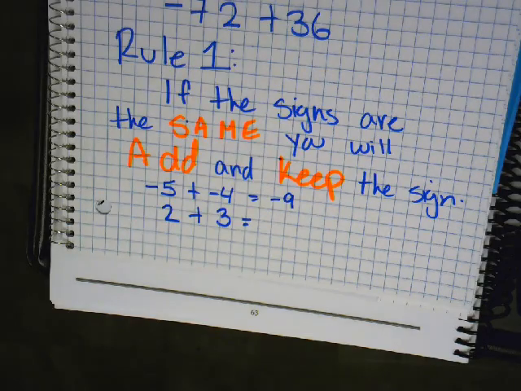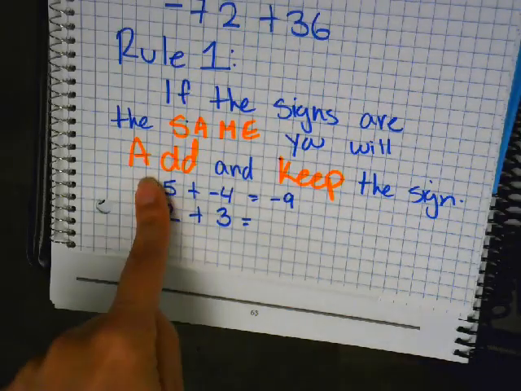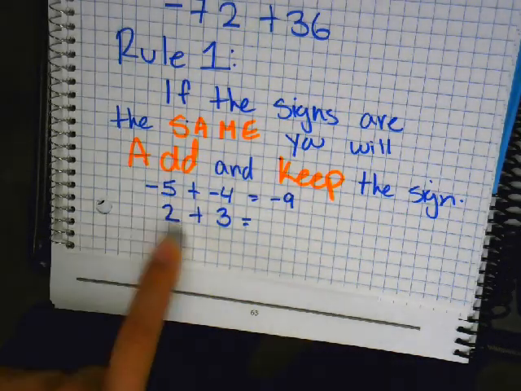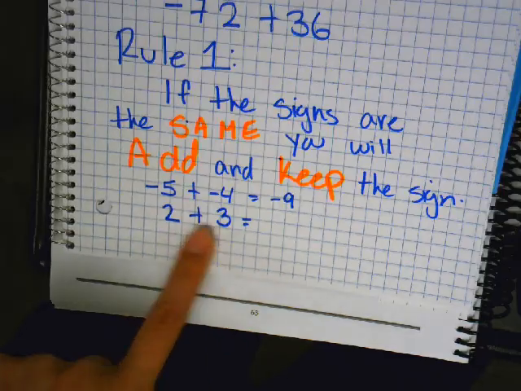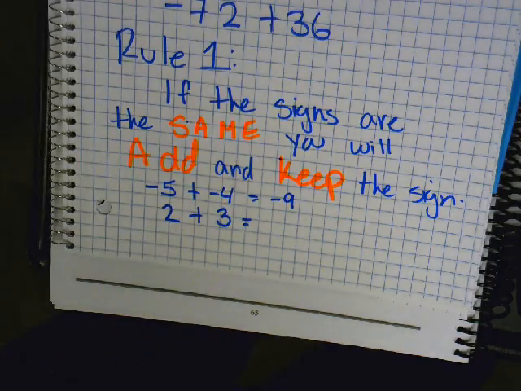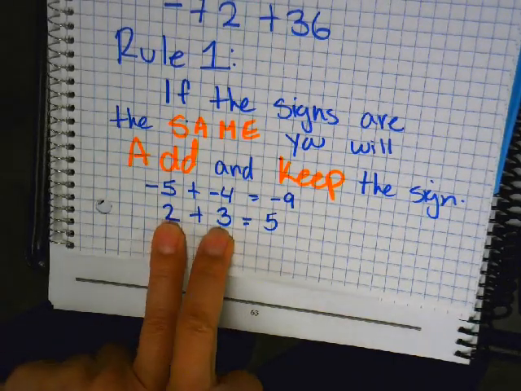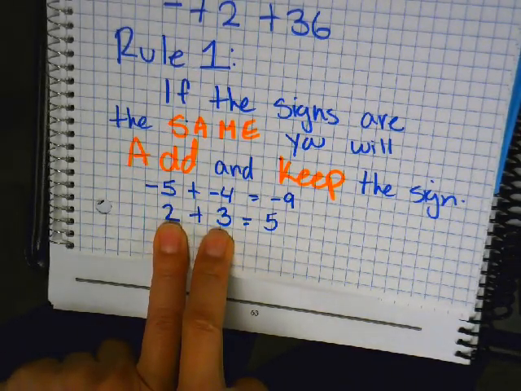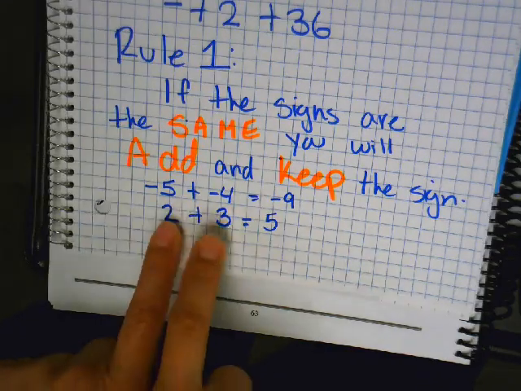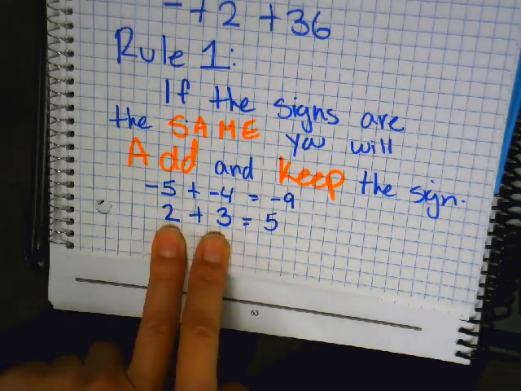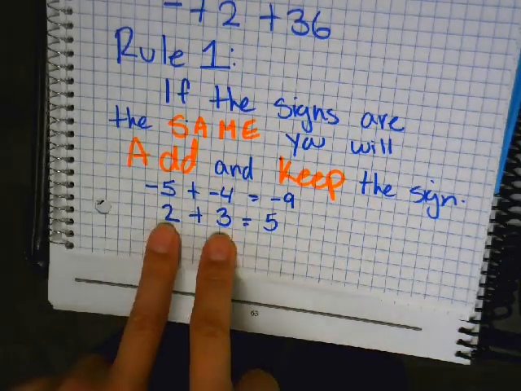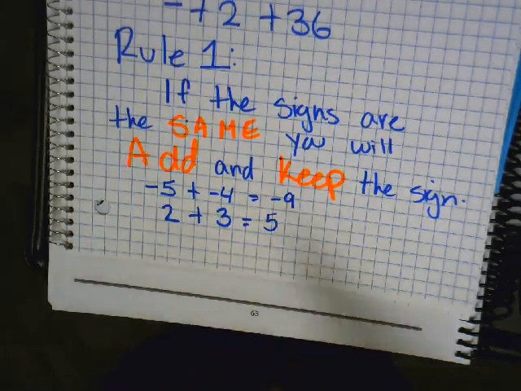Now, Noemi, you have 2 plus 3. Are these the same or are they different? They're the same. So here is the rule you've been doing since elementary school, but you didn't realize it. These are both positive numbers. So if they're both positive numbers, you're going to add them, and you're going to keep them as a positive. In second, third, and fourth grade, you used to add positive numbers, but you didn't realize they were positive numbers. So they're the same, so you add and keep.